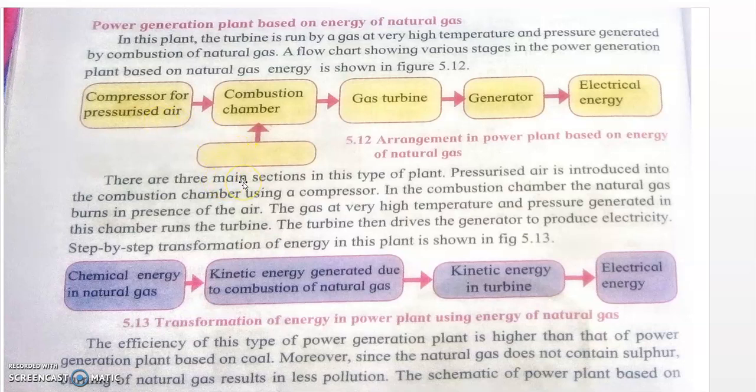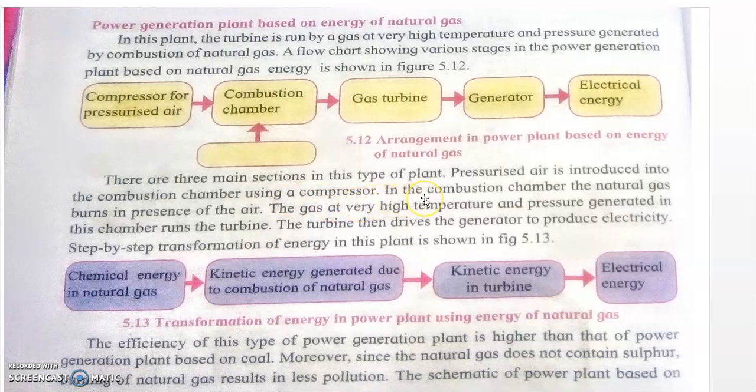There are three main sections in this type of plant. The first section is a compressor. Next is the combustion chamber, and next is a turbine. So what happens first in the combustion chamber? The pressurized air is introduced by the compressor. That means pressurized air is introduced into the combustion chamber using the compressor.